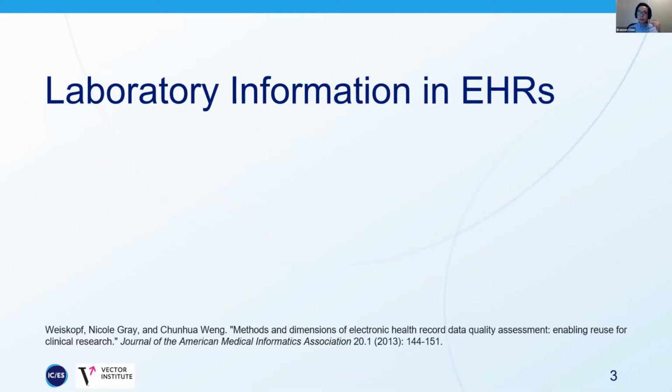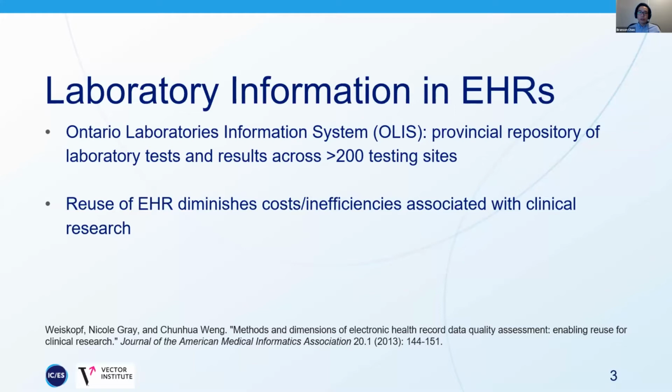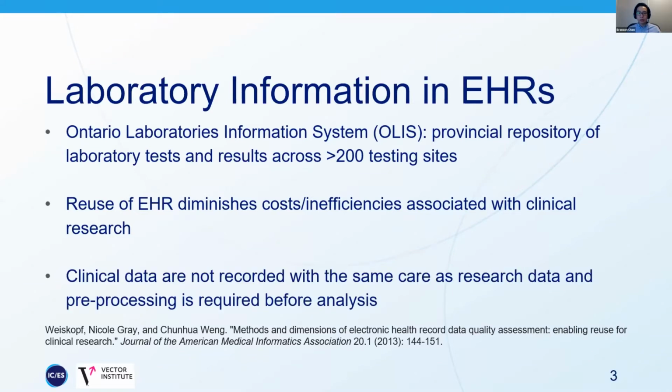One common problem when working with electronic health records, or EHRs, is the complexity of the data. The largest data holding at ICES is a copy of the Ontario Laboratories Information System, also known as OLIS, which we received from Ontario Health. This repository covers most hospitals, community labs, and public health labs across the province. It's known that reuse of EHRs can reduce costs and inefficiencies associated with clinical research, but unfortunately, the data are often not recorded as accurately as research data. And thus, a lot of pre-processing is required before EHRs become a truly valuable commodity.